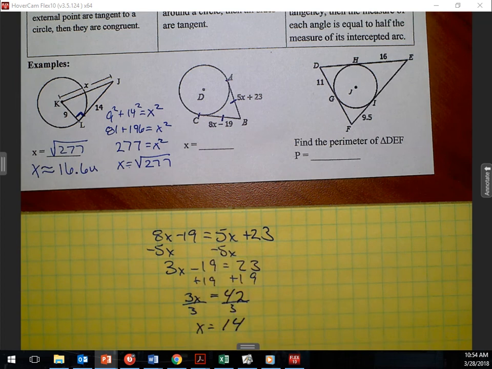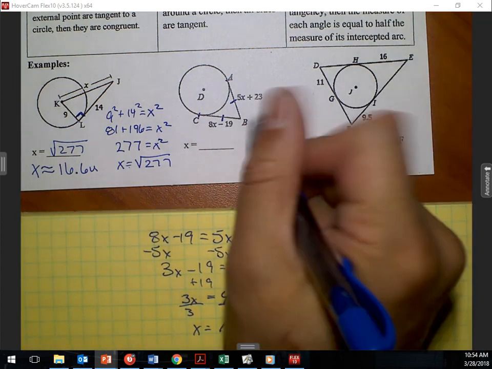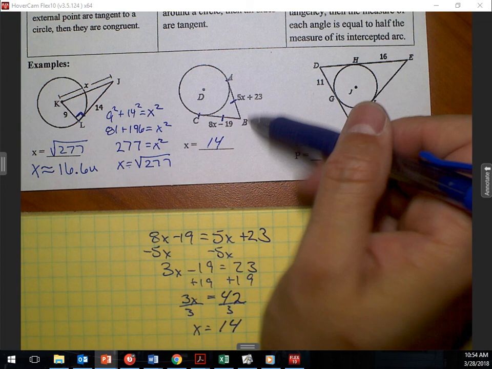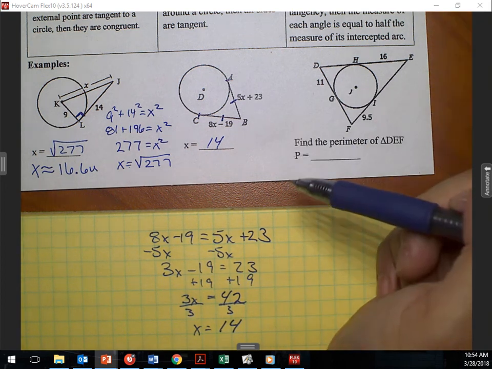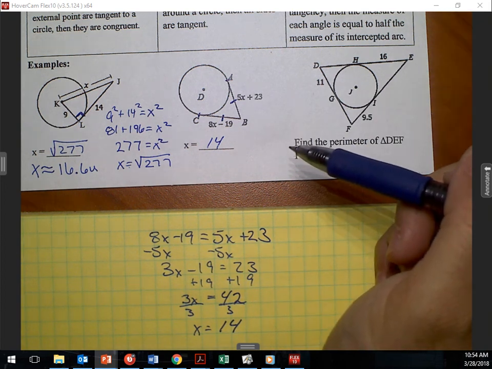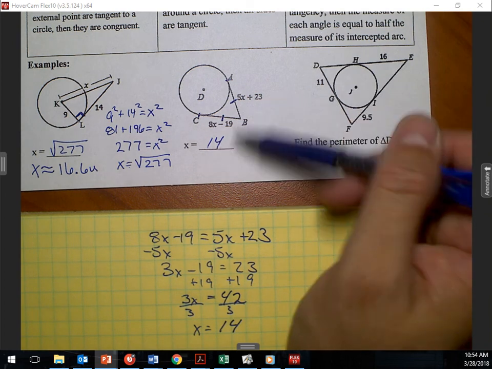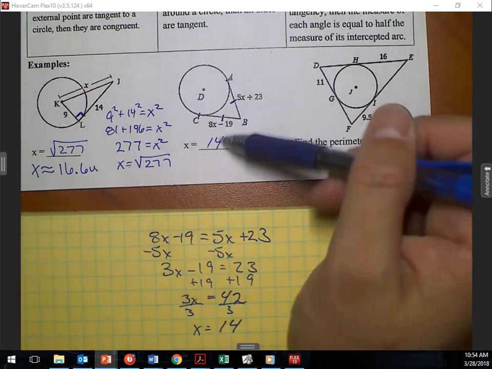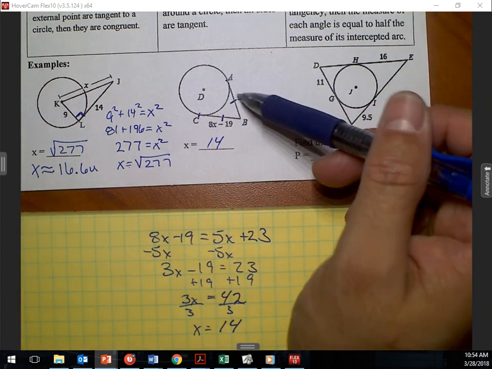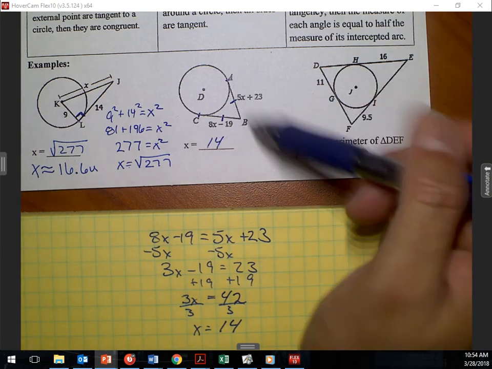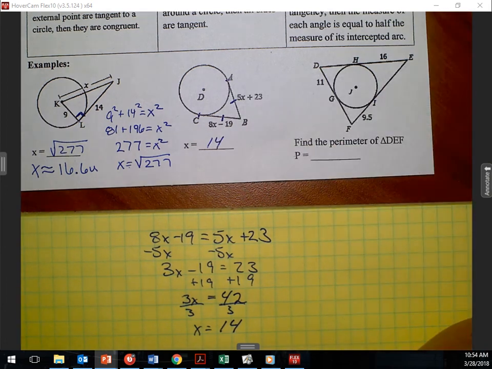So right here it's asking for an x, so my x is 14. But what if they ask me for AB? What would I do? You would have to solve for x, which I did, and then plug it in. I would have to plug it back in, wouldn't I? Yeah. So if it does ask for AB, you would plug that back in.